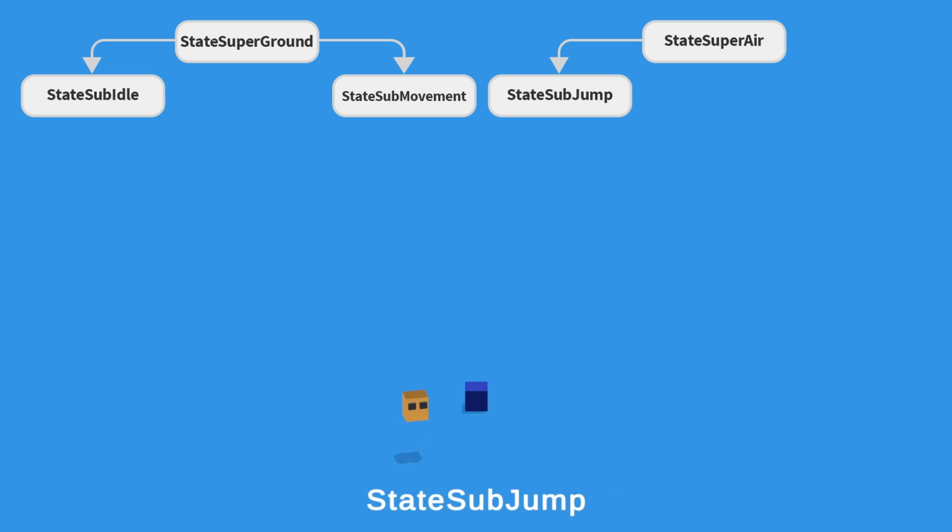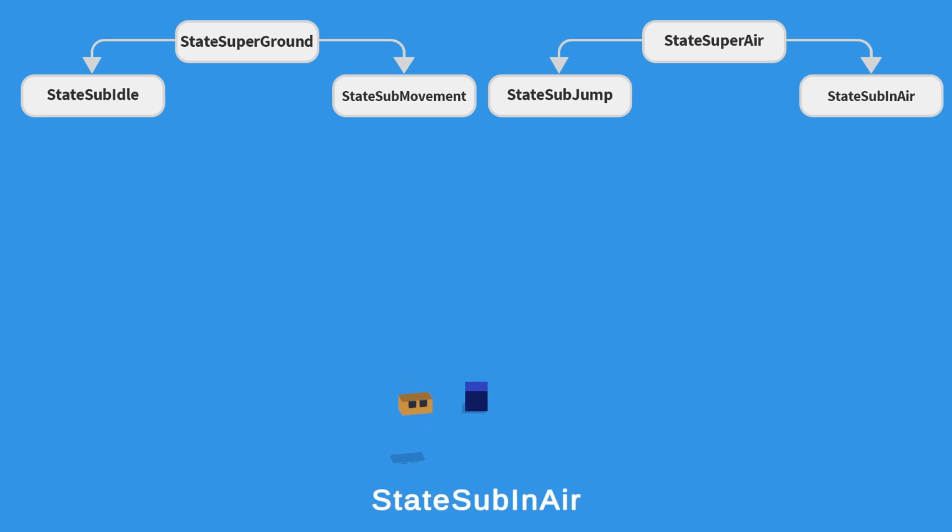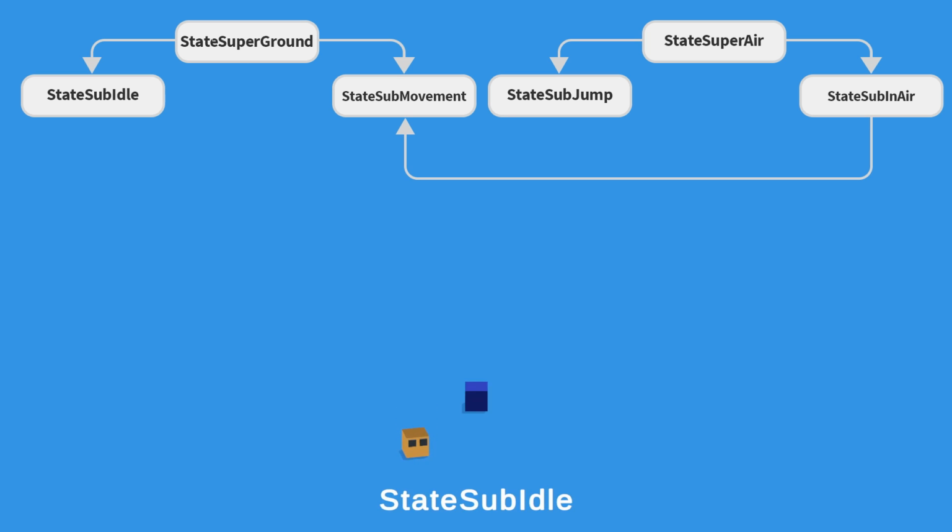In our jump state, we check for negative velocity.y, which means that we are falling down. And right when it happens, we switch to the state sub in air. In there we check if we are not grounded and we have input, and if that is true, we switch to the move state. If there is no input but we are still grounded, we switch to the idle state.